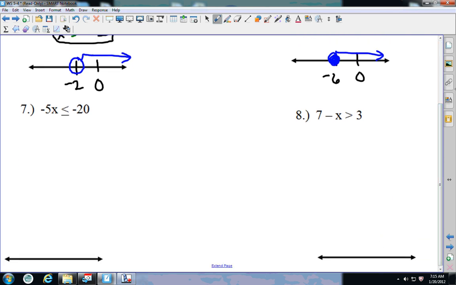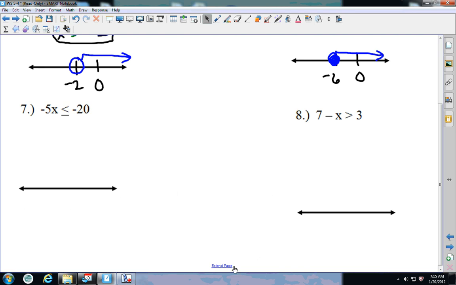Okay. Let me move this bar up a little bit. Okay.